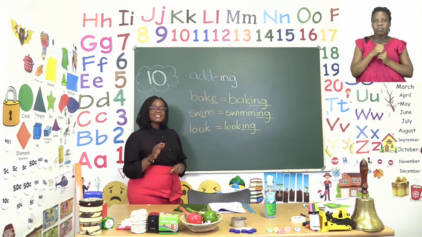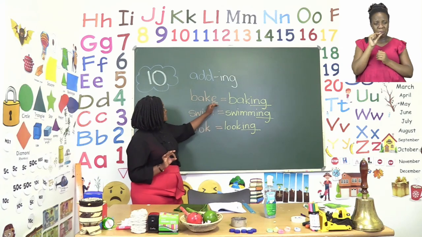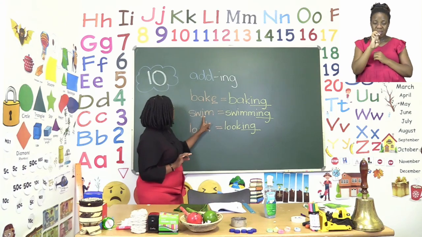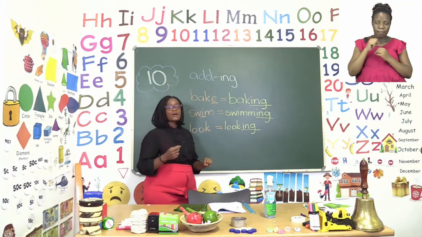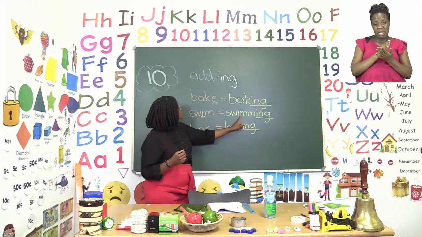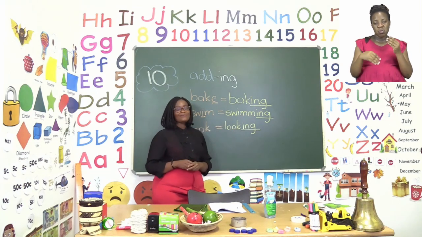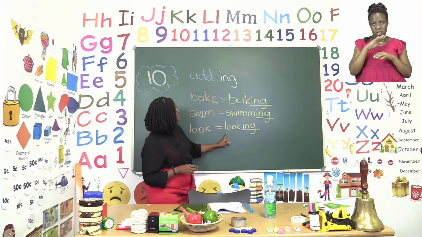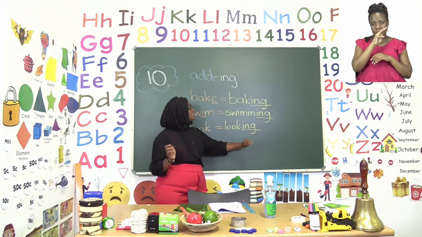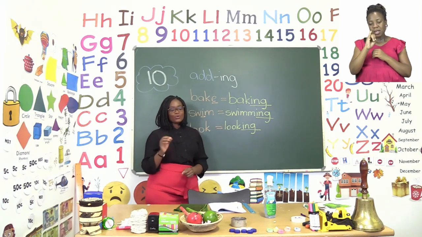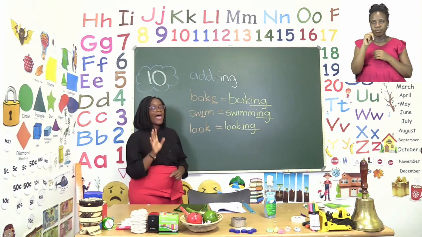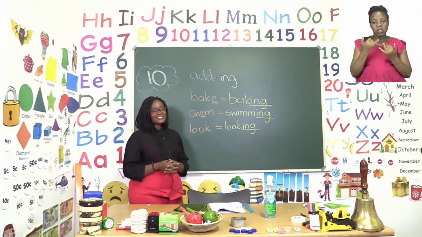So don't forget, for each sentence, you need to look carefully. If it ends with an E, you know that you remove it and add ing. If it has a vowel sound that comes up as a long vowel sound, you need to double the last letter. And then if it is just a normal regular word or a verb, we just add ing. Remember, they want you to use is, are, or am to complete the sentence.